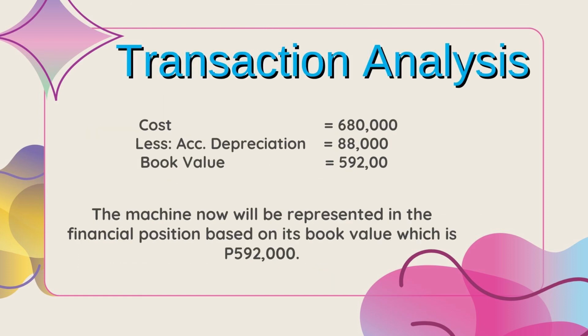So the cost of the machine is 680,000. After our computation, it is 88,000. So the less accumulated depreciation. So we have to minus 88,000 to 680,000. That is why the value of the machine is only 592,000. So the machine now will be represented in the financial position based on its book value, which is 592,000.